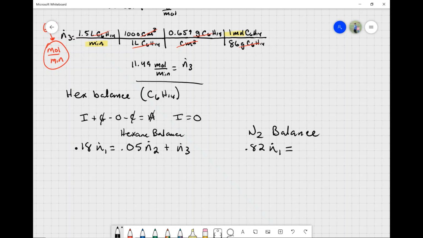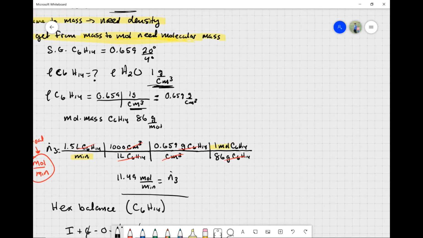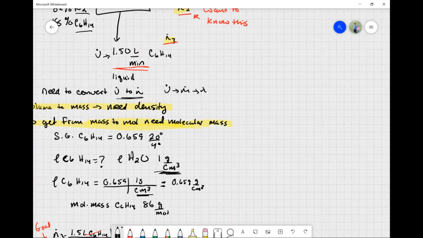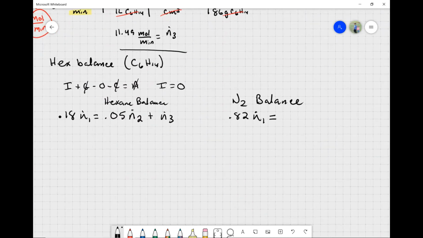There's no N2 in, excuse me, there was no nitrogen, I'm going to say nitrogen in this one, but there is nitrogen in this one, and it was 0.95. Equals 0.95 N2. And there's none in N3.